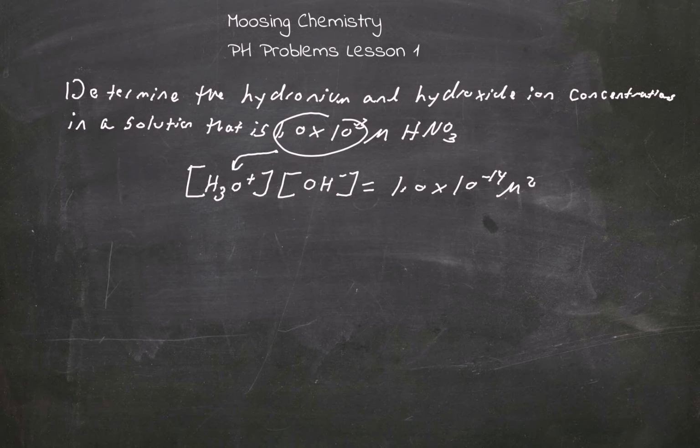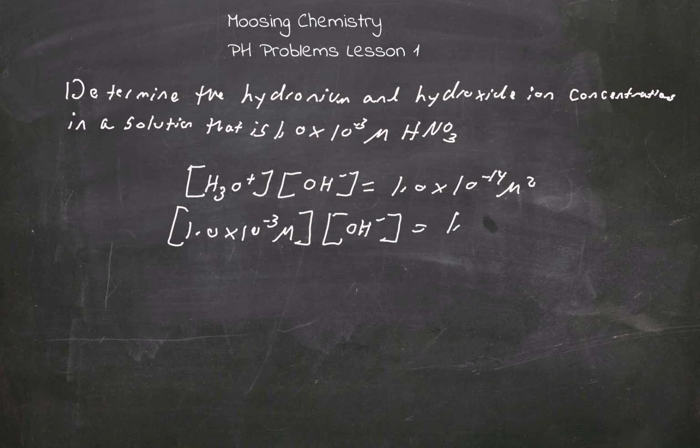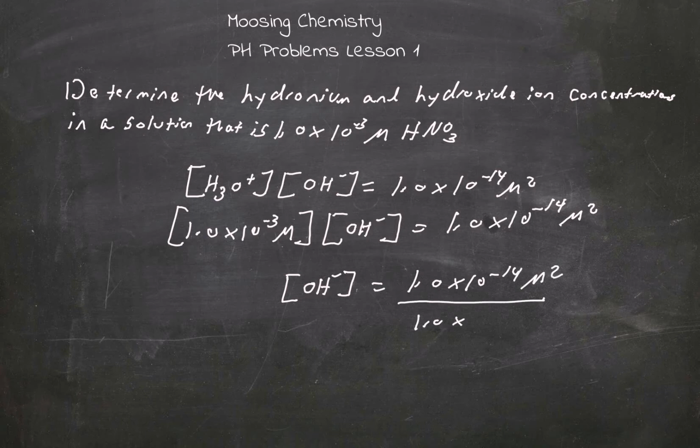All right, so let's do that. 1.0 times 10 to the negative 3 M, box her up there. This gives me OH negative equals 1.0 times 10 to the negative 14 M squared. So far, so good. Pretty easy, isn't it? So you take OH negative equals 1.0 times 10 to the negative 14 M squared divided by 1.0 times 10 to the negative 3 M. So our M's will cancel out, and it's going to give me 1.0 times 10 to the negative 11 molarity of HNO3. And that's it for this lesson.